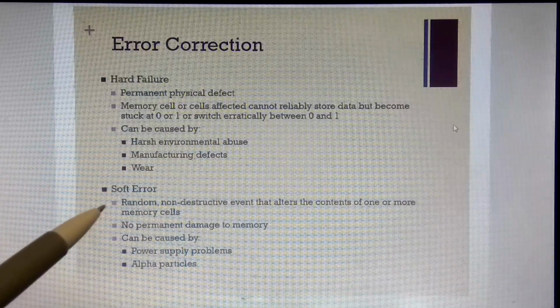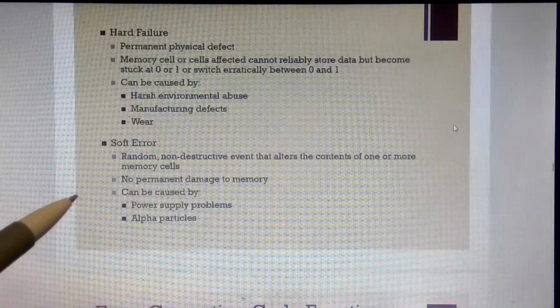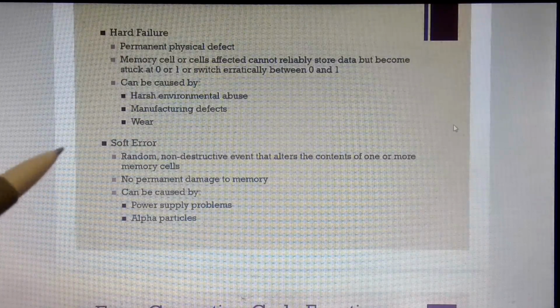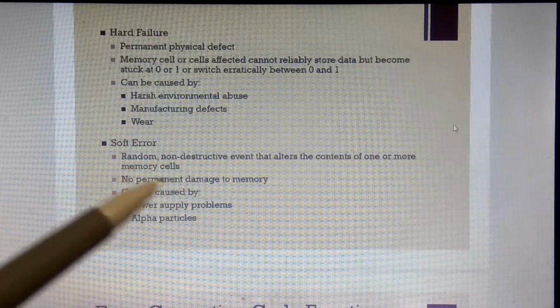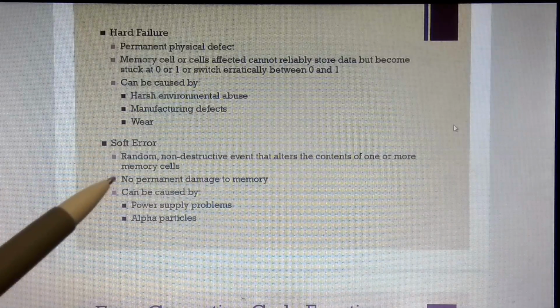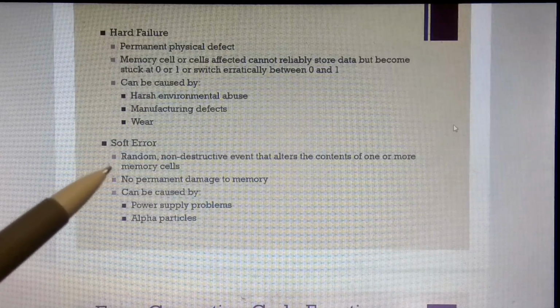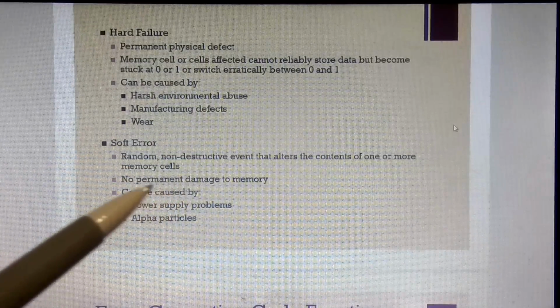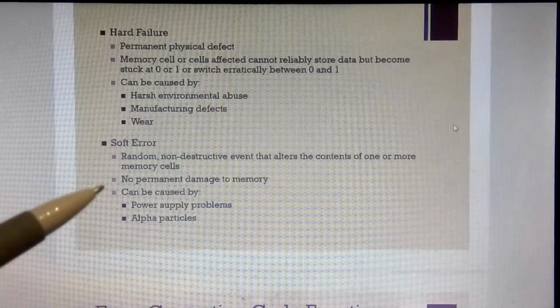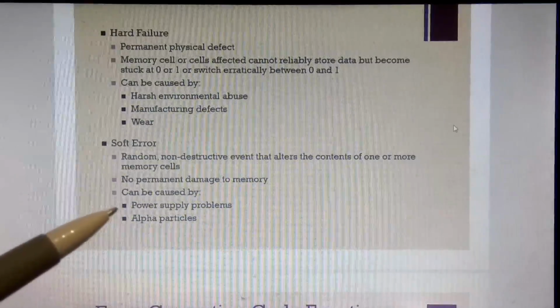But sometimes the error consists of a soft error, which occurs in the application. This is due to a random and non-destructive event that alters the content of one or more memory cells. This error causes no permanent damage to the memory, and it can be caused by power supply problems or alpha particles.